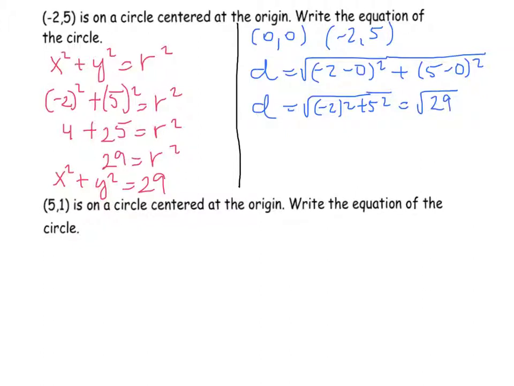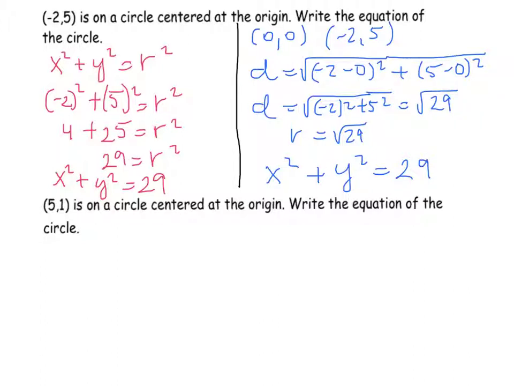So the length of the radius is the square root of 29. So radius equals the square root of 29. And now I can write the equation x squared plus y squared equals the radius squared. So the square root of 29 squared is just 29.